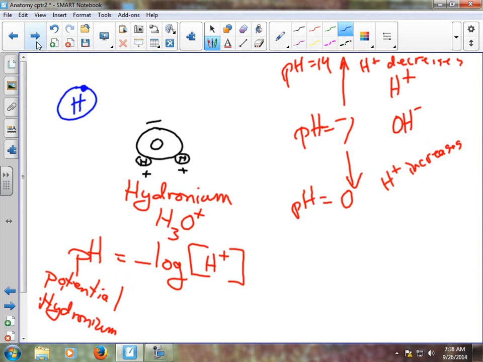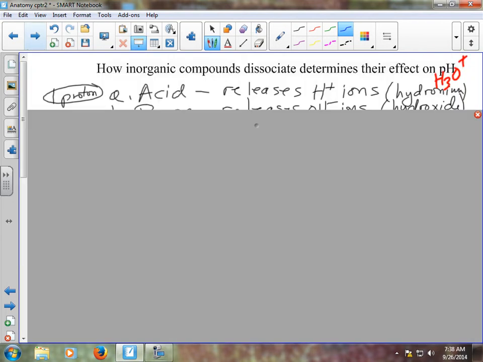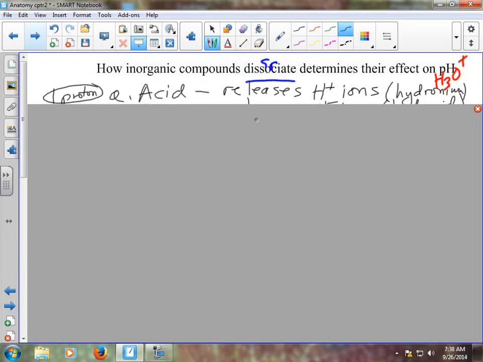Well, how that relates to pH gets into these different terms. So kind of take a step at a time, and if you guys have questions, just make sure you shout them out. So how inorganic compounds dissociate, and when you see that word, split, how they split determines their effect on pH, which is a measure of how acidic something is.